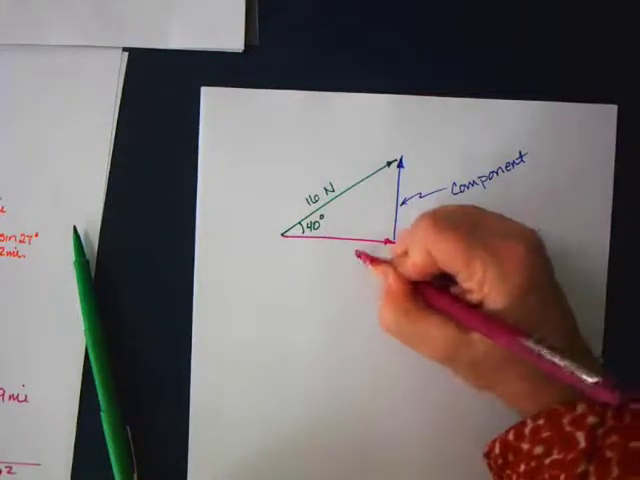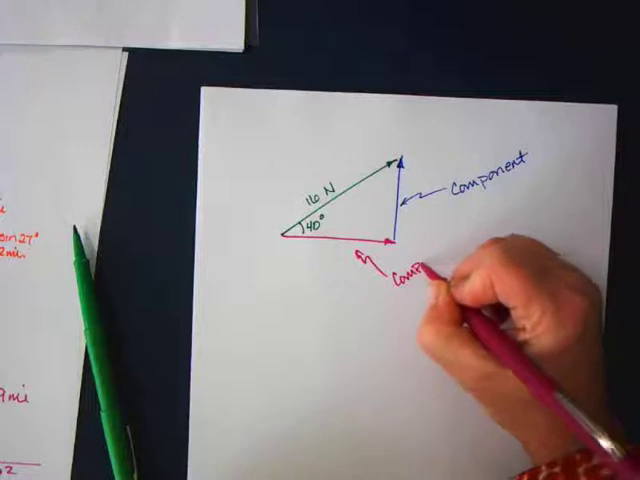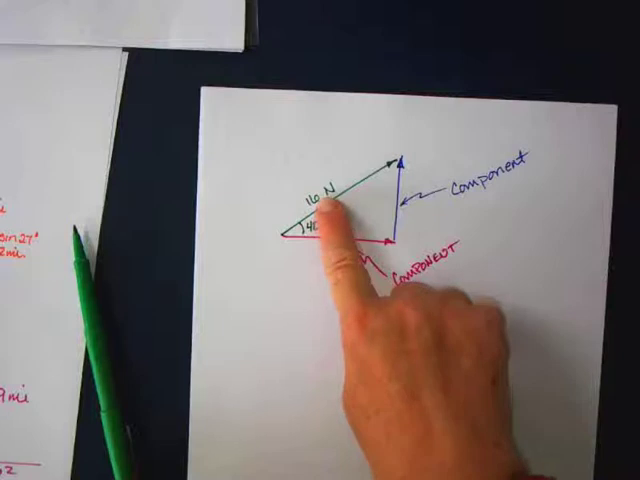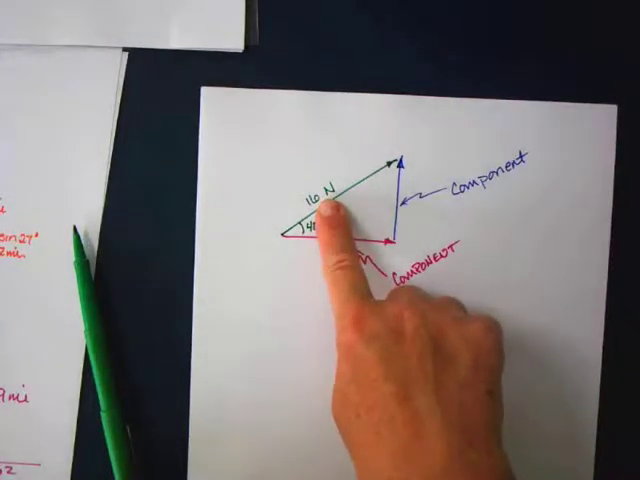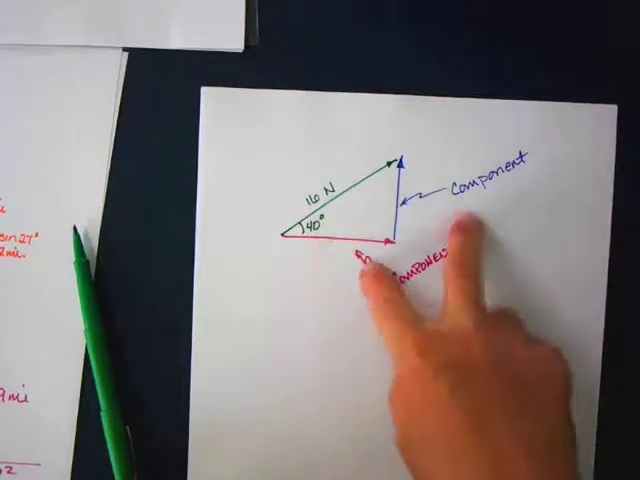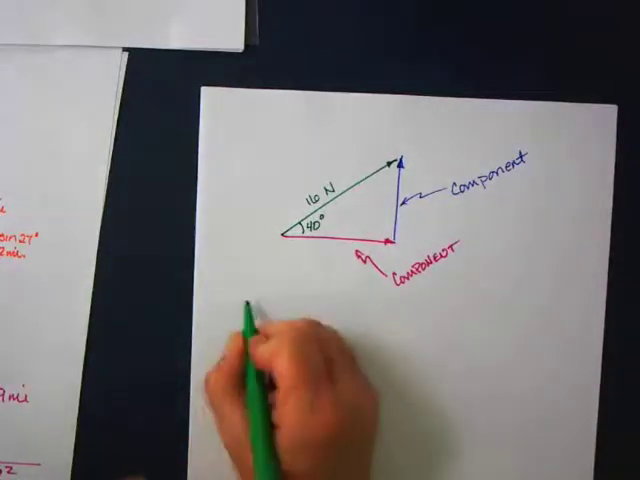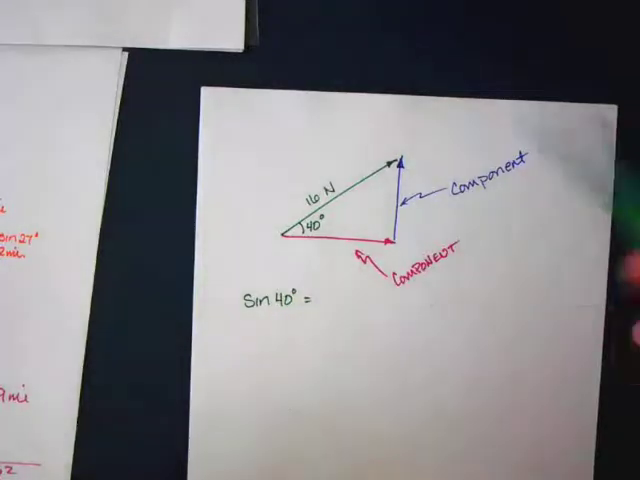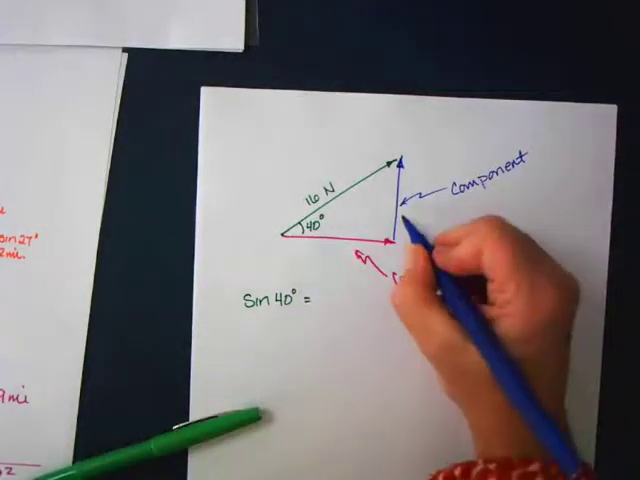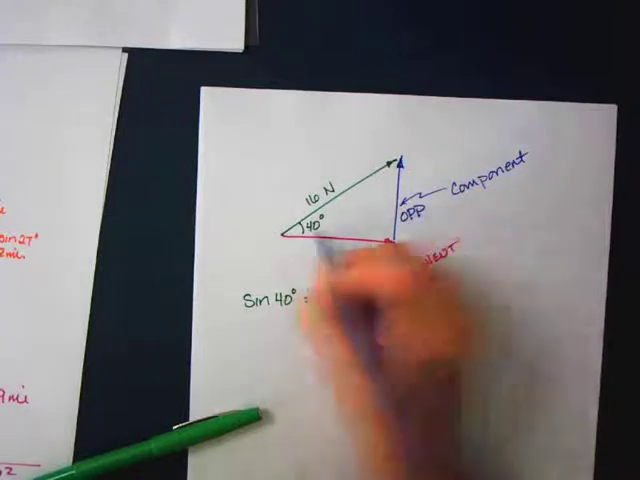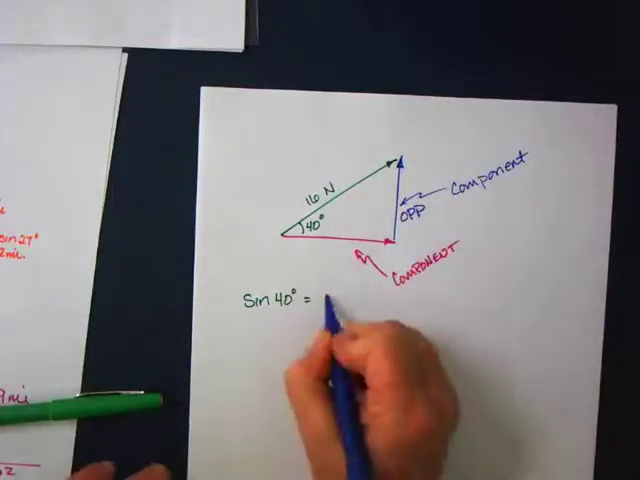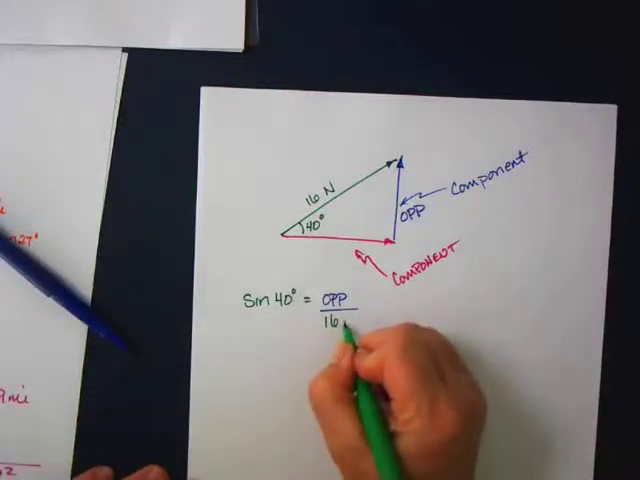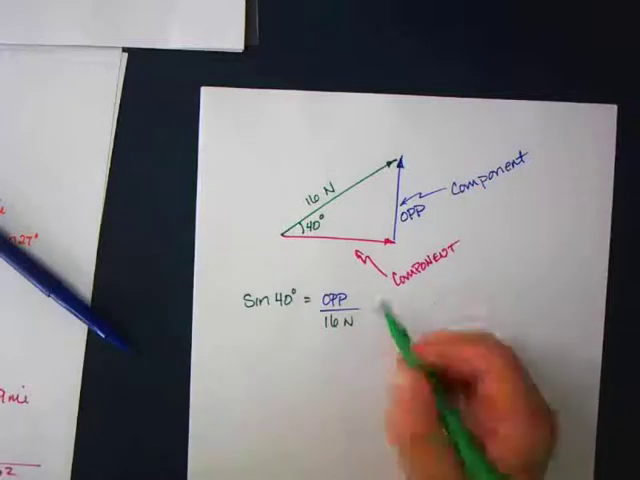So that's a component, and that's a component. And if you know one side, specifically the hypotenuse, right over there, and an angle, you can find the other 2 sides just using your trig functions. So let's start with the sine function. The sine of 40 degrees is opposite over hypotenuse, and the hypotenuse is 16 newtons in this particular example.